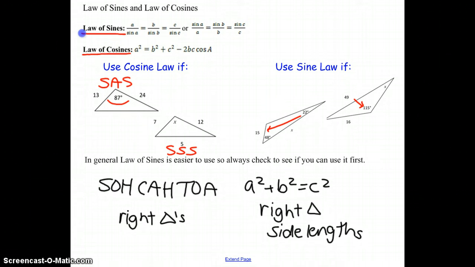We also have another rule that we can use when we're given two angles in a triangle. How could we find the third one? Good. If you go 180 minus angle 1 minus angle 2, you're going to get the third angle.